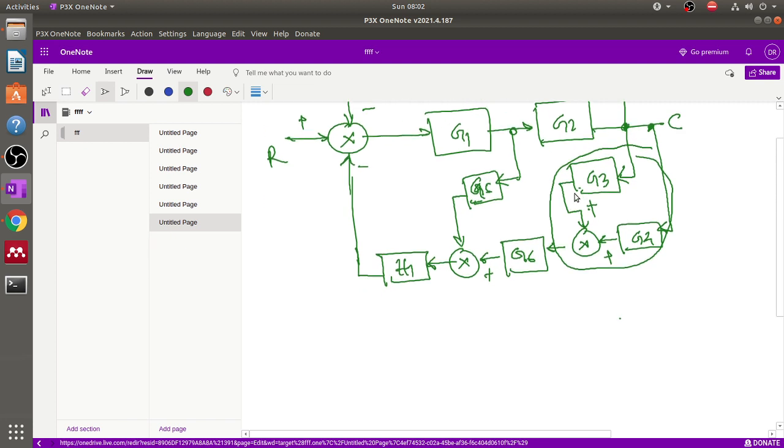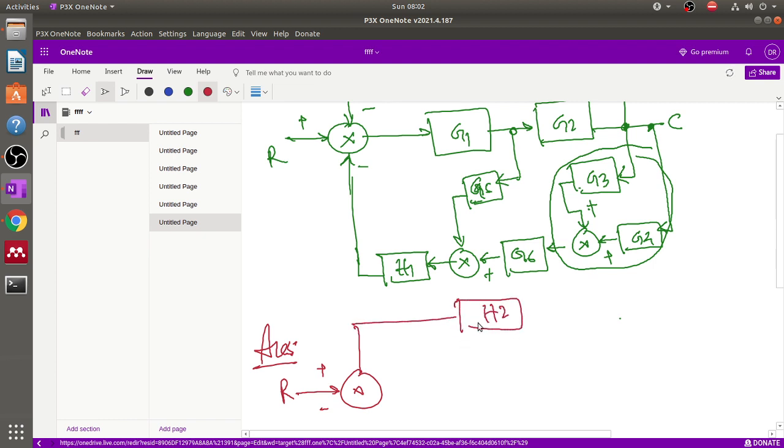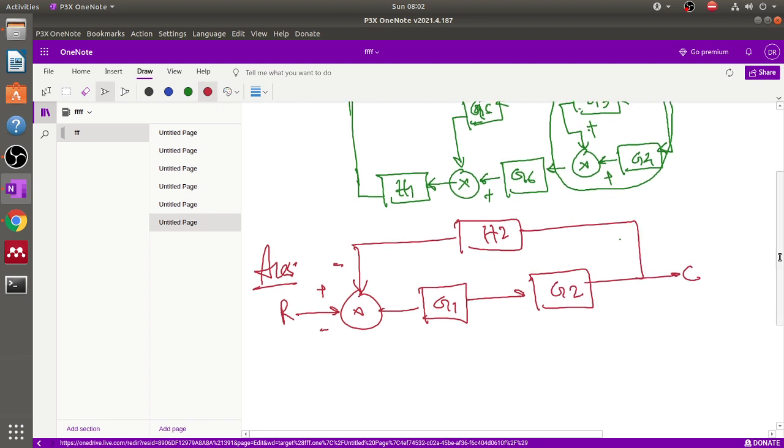So what we'll do now, in the second picture, this is the solution. For the solution, this is R, this plus minus. Here we present the signal H2 feedback signal. In the negative there is a G1. Okay, there is a block G2. This feedback is coming from the output C.